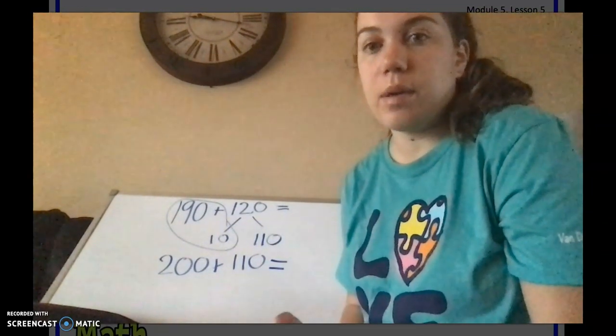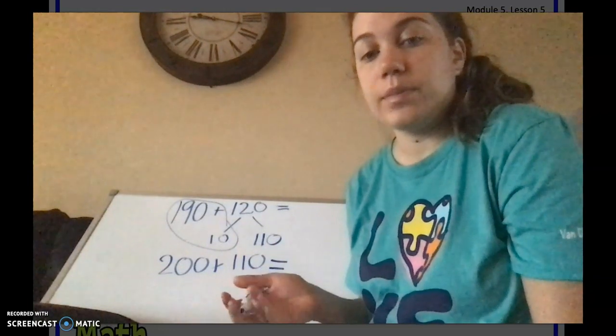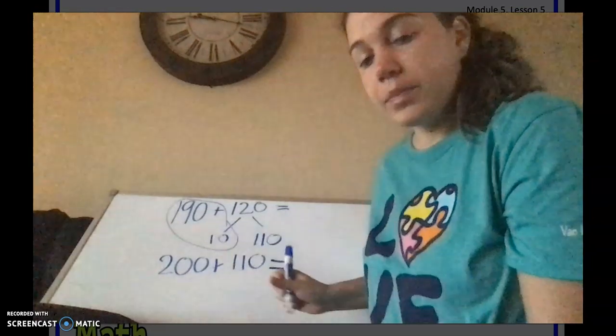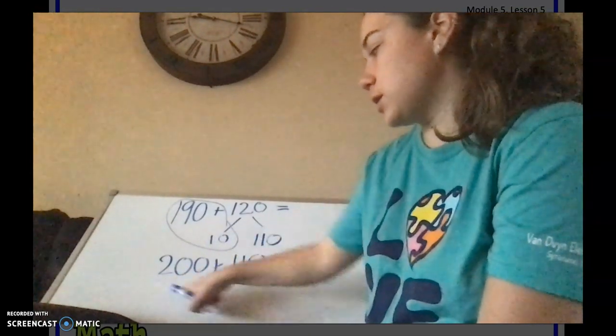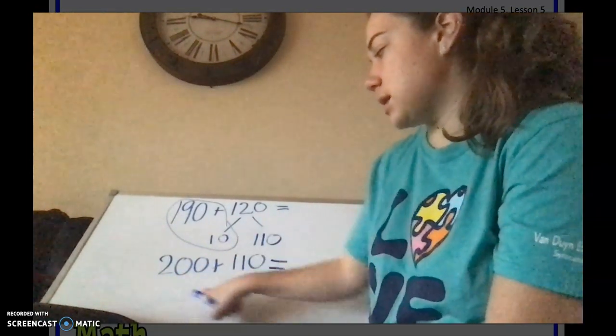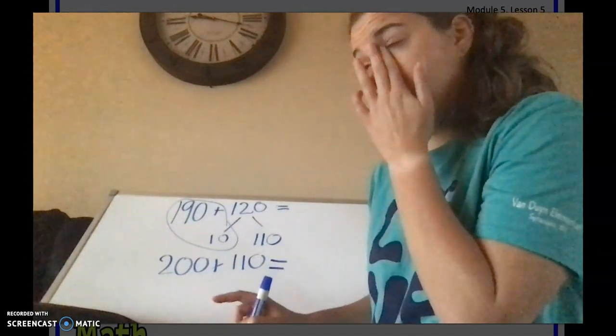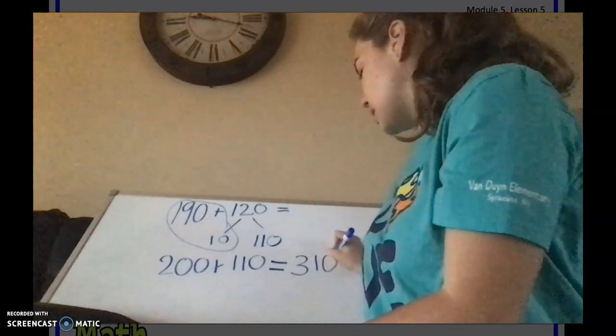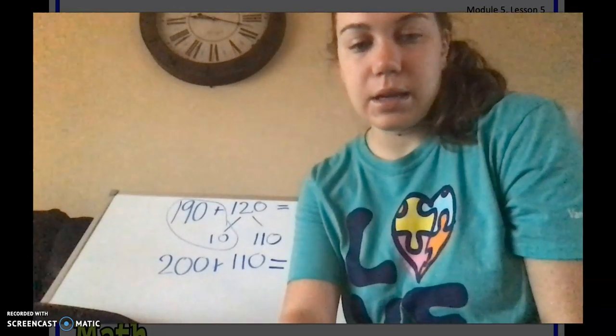You could do that without a place value chart. If you need one, that's okay. But most of you probably can solve it without. So if we added our 100s together, that's 3. Our 10s together. So now we have 310. Very nice job.